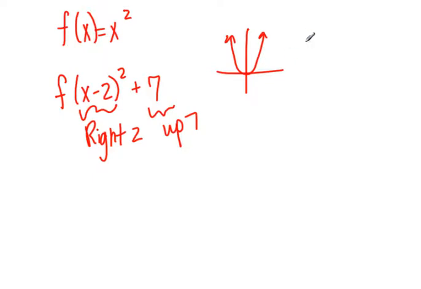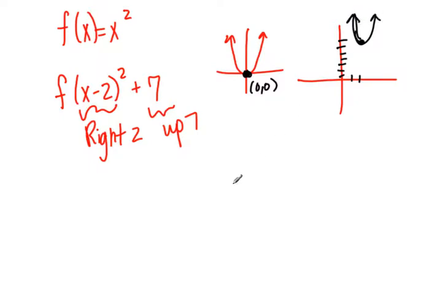Now if you think about all these points moving, the easiest one to think about is that vertex, since it's (0, 0). That (0, 0) would go right 2 and then up 7. And there's the sketch of that.